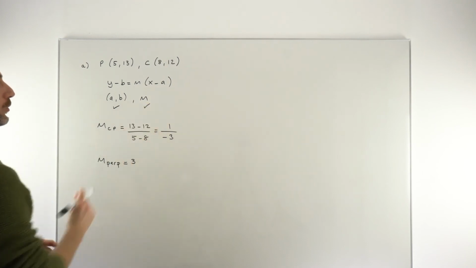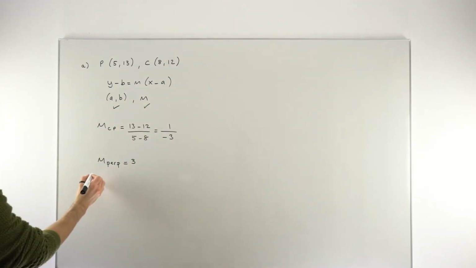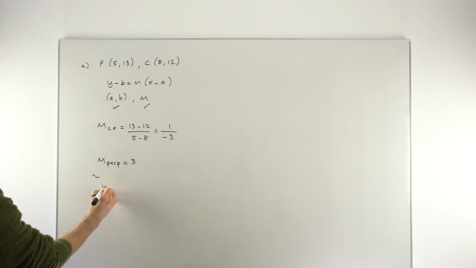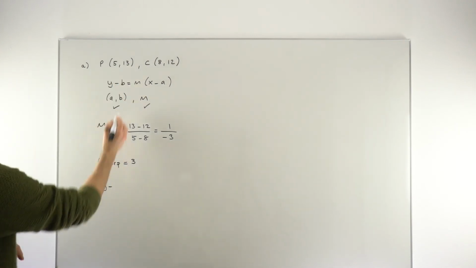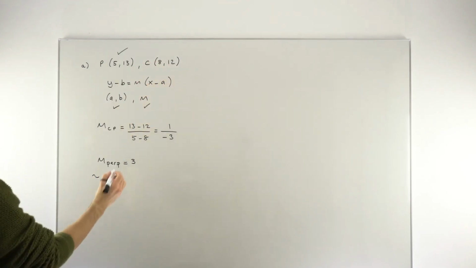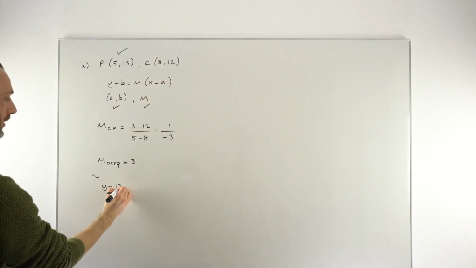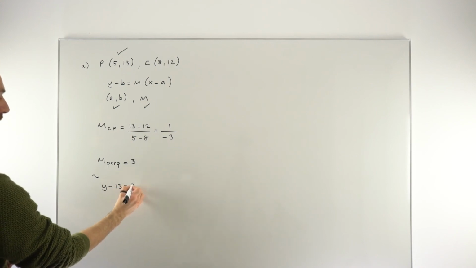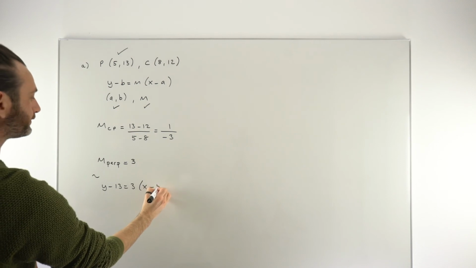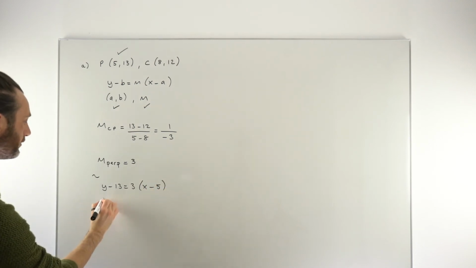That tells us we've now got both of the bits we need, so we can plug into our formula. It's going to be y minus b, so y minus 13. Remember, it's only this point that's on our line. This other point is not on our line, that's the center of the circle. So it's going to be y minus 13 equals the gradient, which is 3, times x minus the a value, which is 5. Okay, and then just multiplying out the bracket.